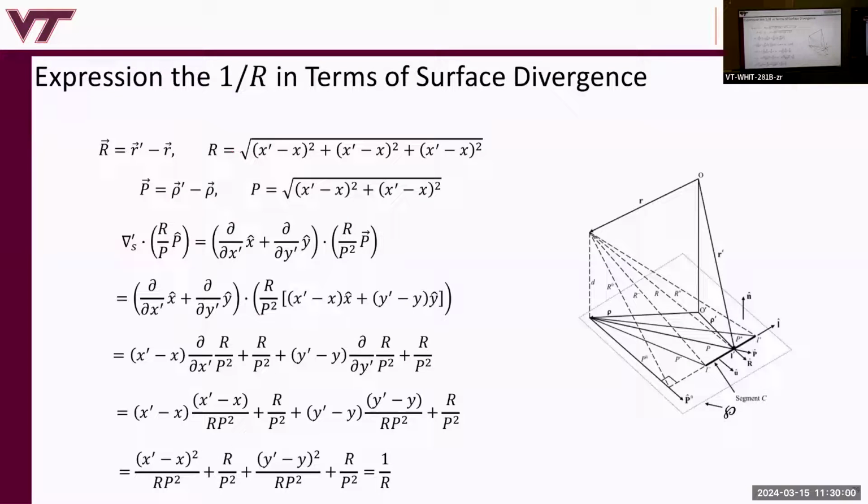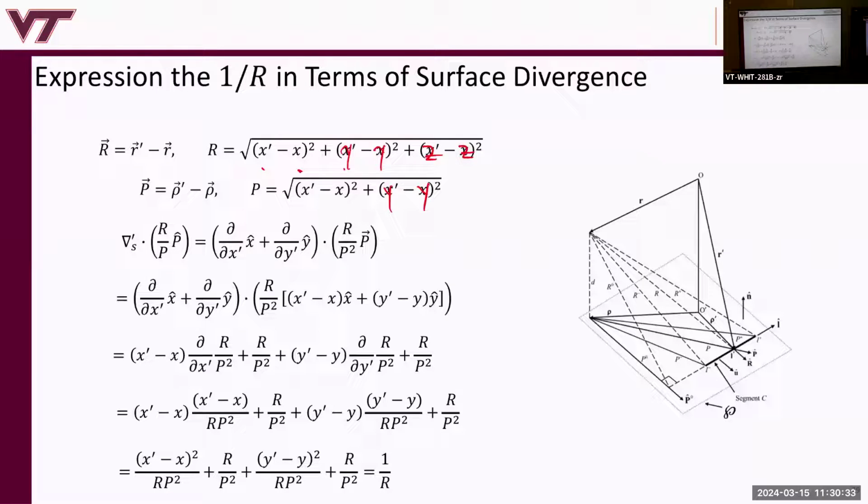Here's R. So capital R is x prime minus x, y prime minus y, z prime minus z. Same here. This is y prime, this is y. And P, remember, is nothing but in the plane of the triangle. And now we can write this as the surface divergence of R over P squared into P hat. Well, let's calculate that.